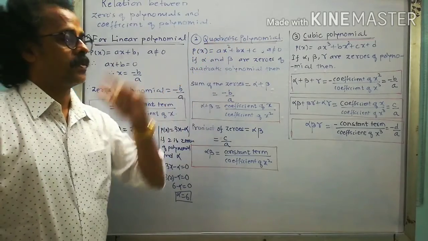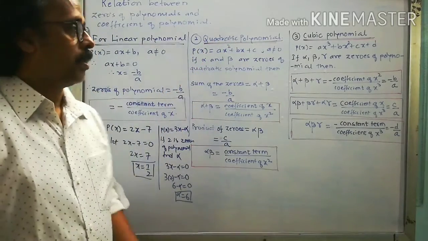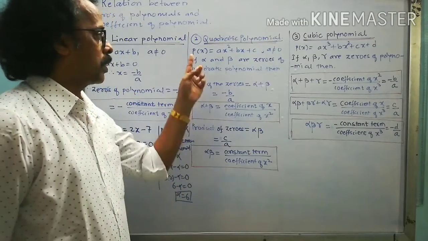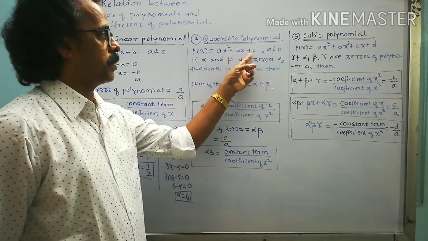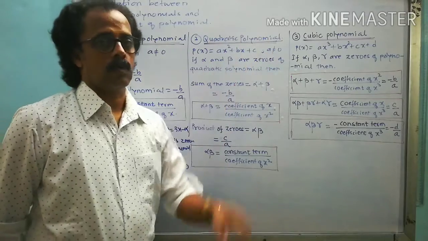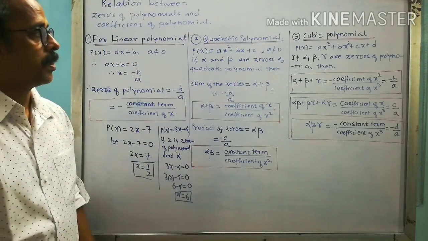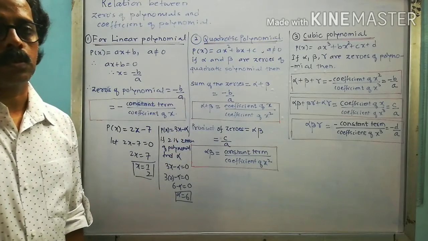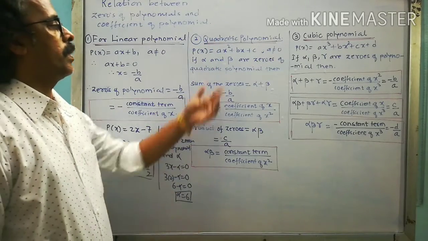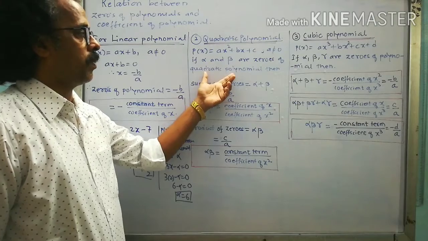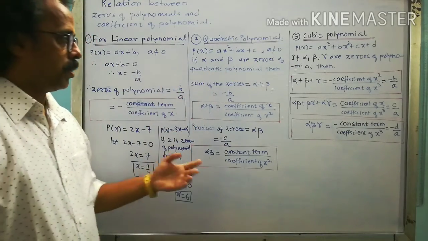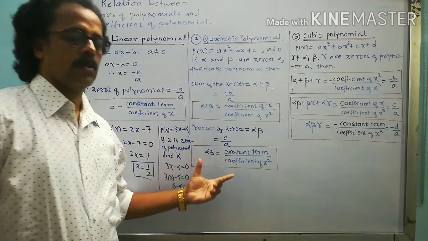Now we are going ahead with the meaning of quadratic polynomial. Quadratic again means it has a degree 2. The expression is given as p of x is equal to ax square plus bx plus c such that a is not equal to 0. Now in that particular case, since it is a quadratic, it has a degree 2, let alpha and beta be the zeros of the quadratic polynomial.